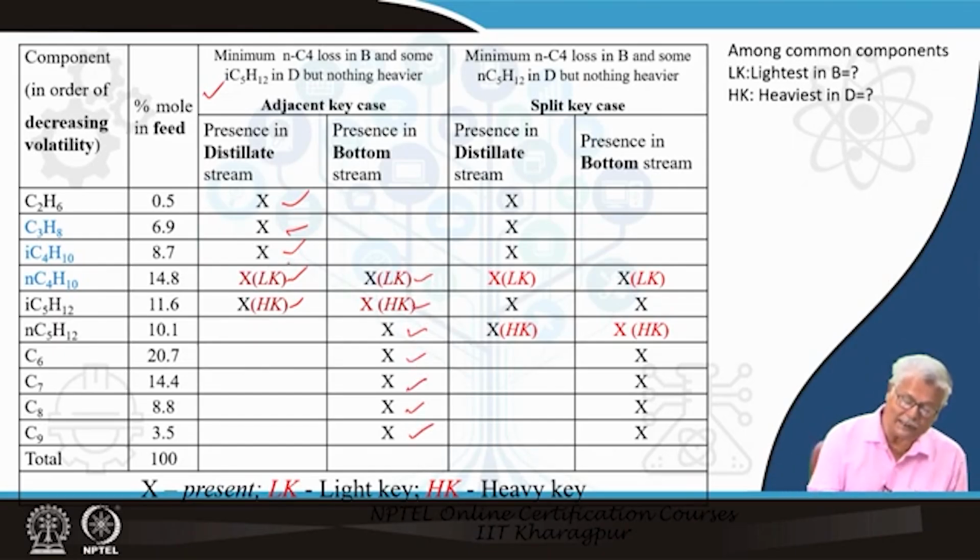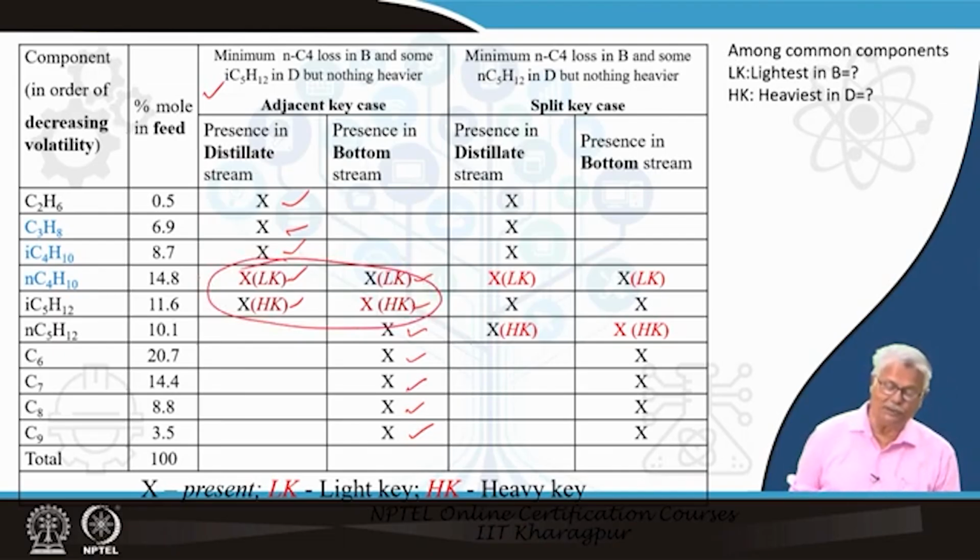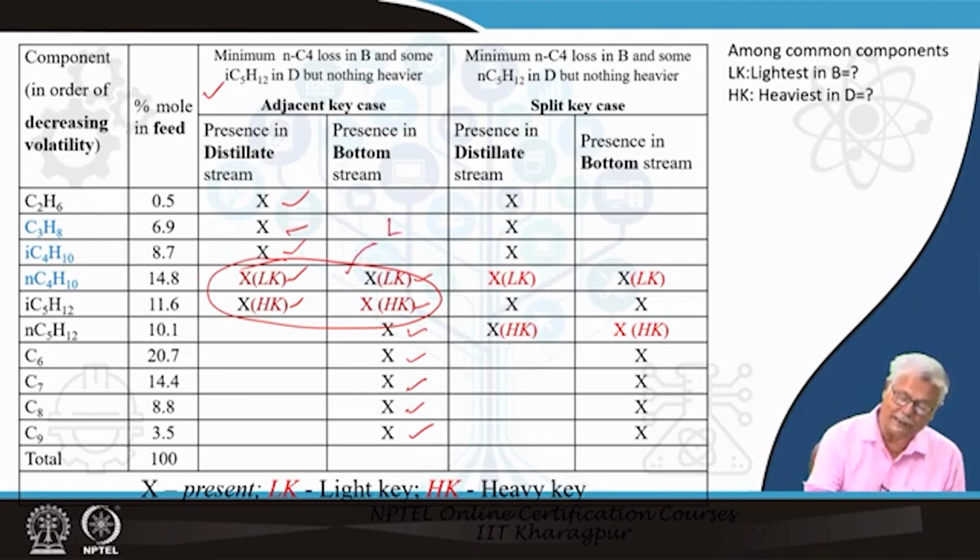So, in this particular case, we note very clearly that the common components are NC4H10 and IC5H12. So, what will be the light key in this case? The light key is the lightest in the bottom product. So, this is definitely going to be my light key, and obviously the heavy key is the heaviest component in my distillate. So, this is going to be my heavy key.